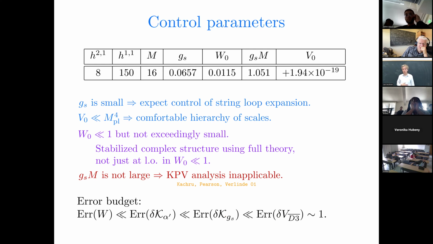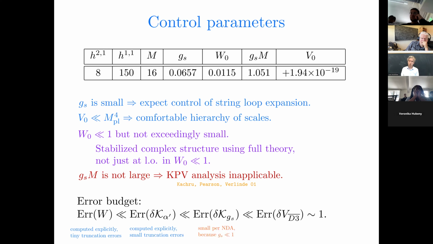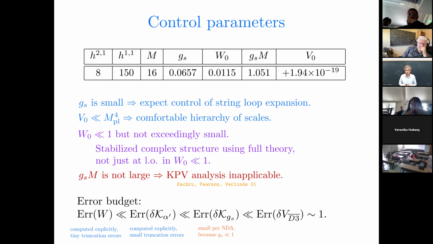So if I make up an error budget here, the error we make in the superpotential is totally negligible. We computed it explicitly, and they're really tiny truncation errors. The error from alpha prime corrections to the Kähler potential, well, we actually include a series of worldsheet instanton corrections to the Kähler potential explicitly. So we just have small truncation errors there. String loop corrections to the Kähler potential, we can't compute. So they're in principle not known, but naive dimensional analysis plus the value of G string tells us that they ought to be under control. Nevertheless, that's not as good as the other pieces further to the left in the error budget.